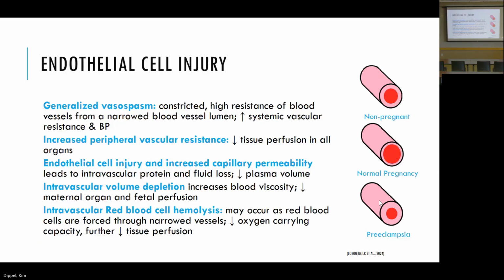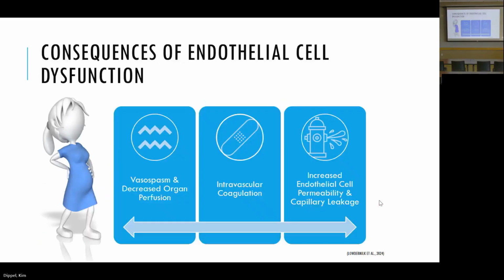So I really do want everybody to understand, this is the meat and potatoes about preeclampsia and hypertensive diseases in pregnancy. Again, why we ever thought that this was a disease that would cure itself once we delivered, I don't know. I guess we're super hopeful, but when we look at those things, it just can't happen overnight. So what are the consequences of endothelial cell dysfunction, vasospasm, and decreased organ perfusion? You can have intravascular coagulation, increased intercellular cell permeability, and capillary leakage.